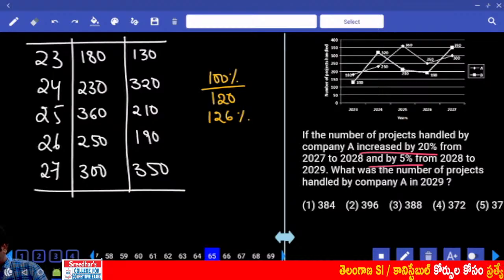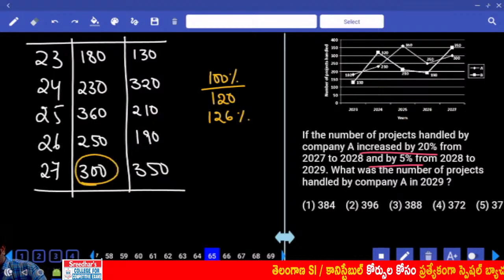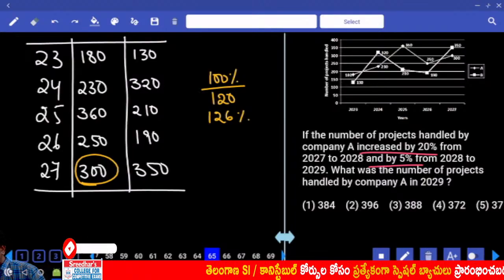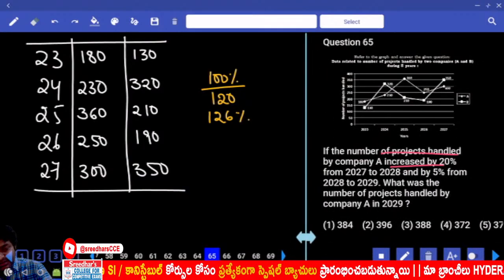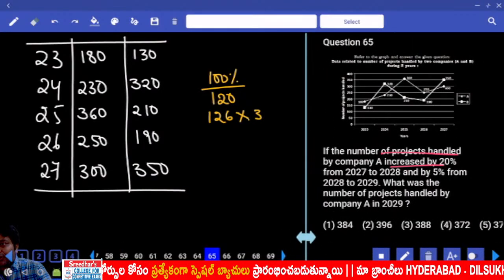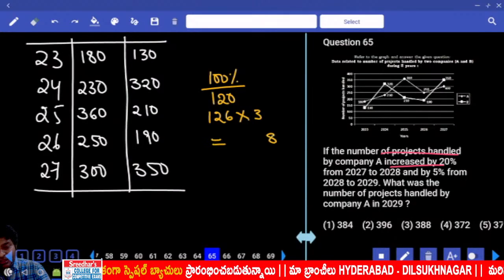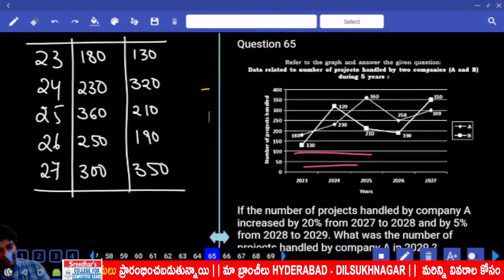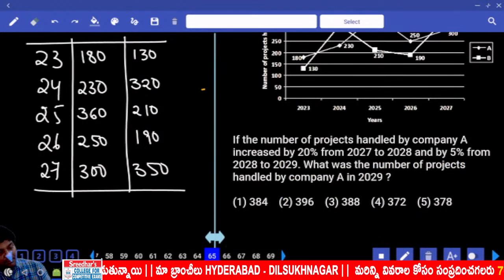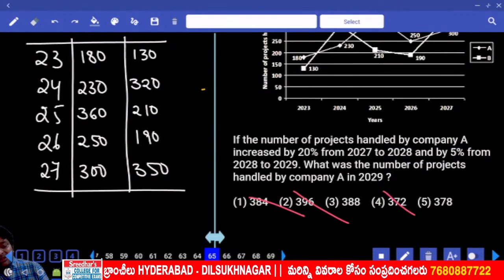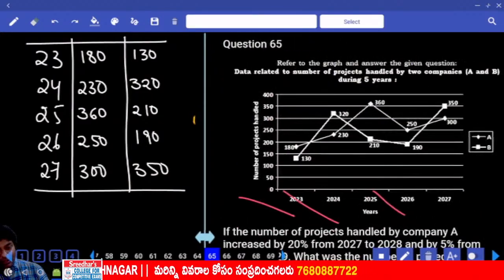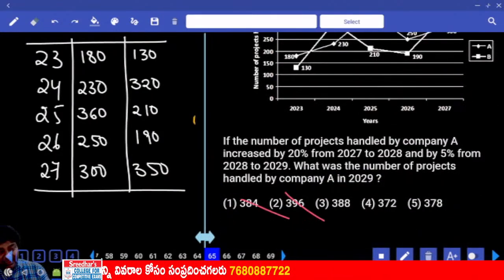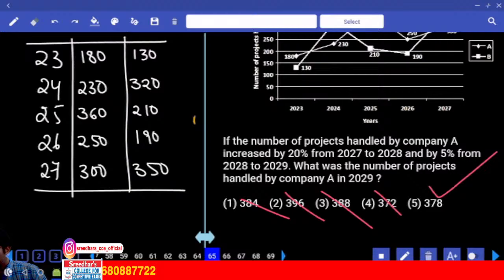Now what was the number of projects handled by A in 2029? Initially it was 100%, which is equal to 300. If 100% is 300, then 1% is 3, and we need 126% now. Then 126% will be 126 into 3 only. The answer ends with 8. How many options are ending with 8? Very good. Super. 126 is a 9 multiple, so the answer must be a 9 multiple. Out of those two options which are ending with 8, is your third option a 9 multiple? Eliminate, fifth is final. You got it?